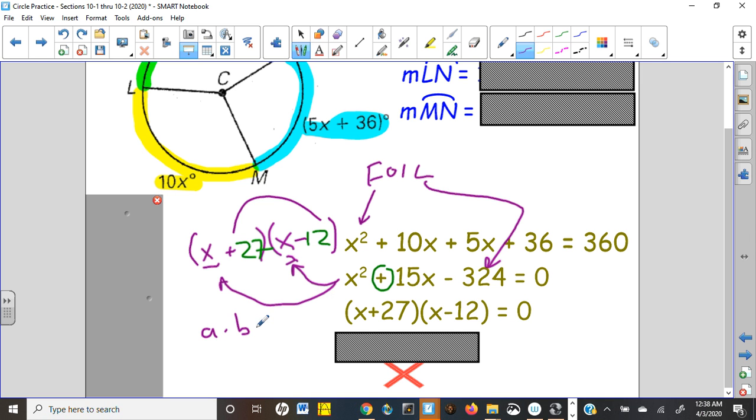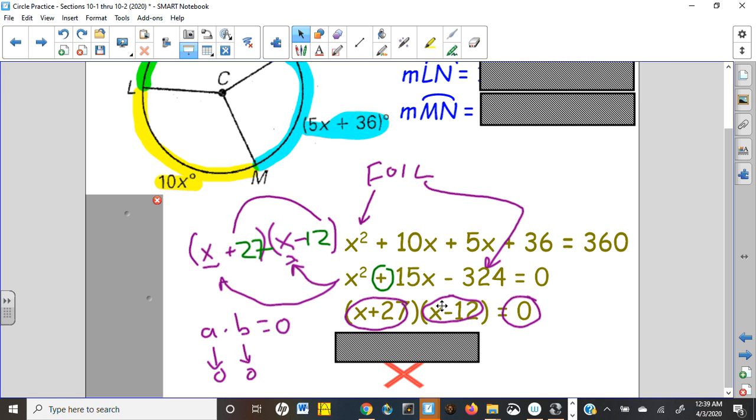The zero property is a property in which we say if I multiply two numbers together, a times b, and the answer is 0, the only way that can happen is either a is 0 or b is 0, or maybe they're both 0. But you have to multiply by 0 to get an answer of 0. So when I multiply this thing by this thing, and the answer is 0, one of these two has to be a 0. So what makes x plus 27 into a 0? Negative 27. What makes x minus 12 into a 0? 12. So those are your two answers. If you notice, it's the exact same two answers we got doing it the quadratic formula method.